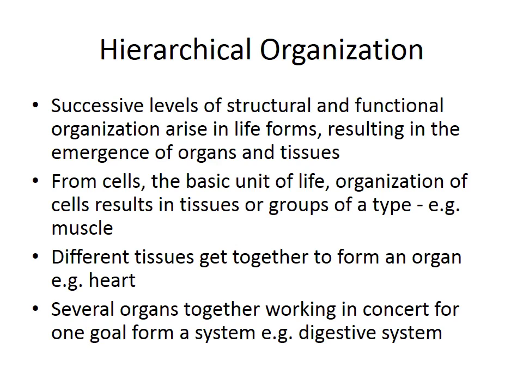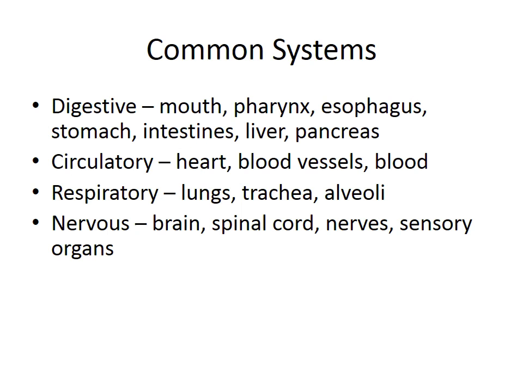Different tissues get together to form an organ, for example, a heart. And several organs working together in concert for one goal form a system, like the digestive system or the circulatory system. It could be nervous, it could be anything. We have many systems, and they are all composed of many organs working together. Now we are going to look at some common systems and explore a few to see what makes them unique and what their functions are.